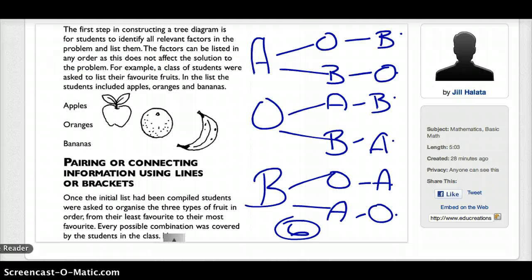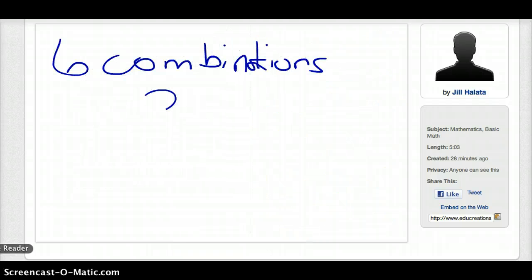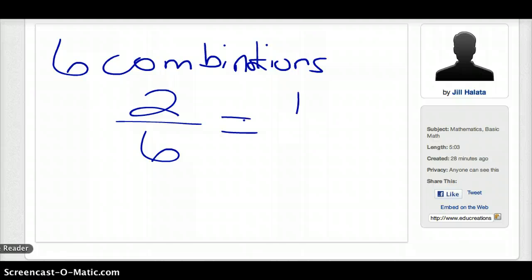So if you want to look at these, how many of those different combinations have orange as the least favorite? Remember they're in order; the order is from least to the most. So it would have 1, 2. The probability would be 2 out of 6. Remember, all fractions are always written in simplest form. So 1/3 is the probability of choosing a child whose combination would have orange as their least favorite.